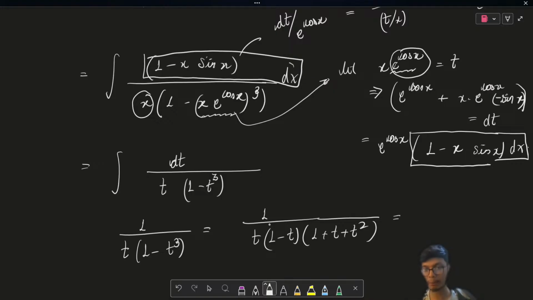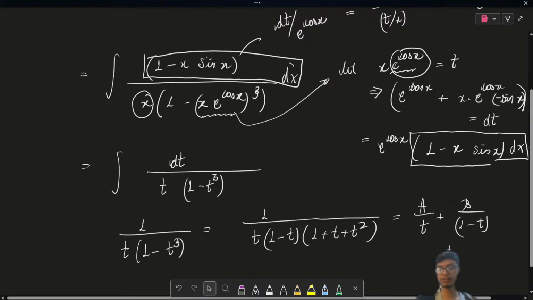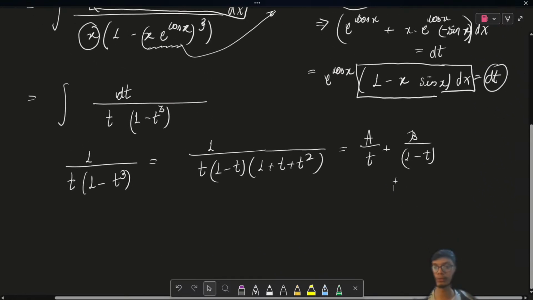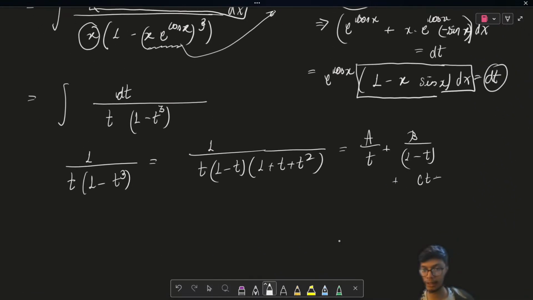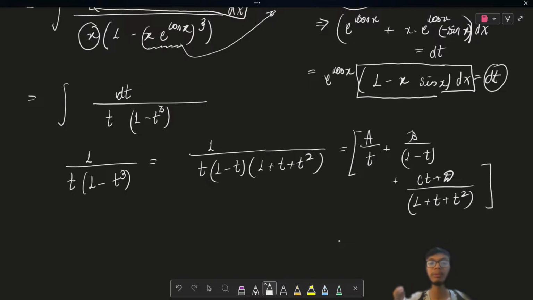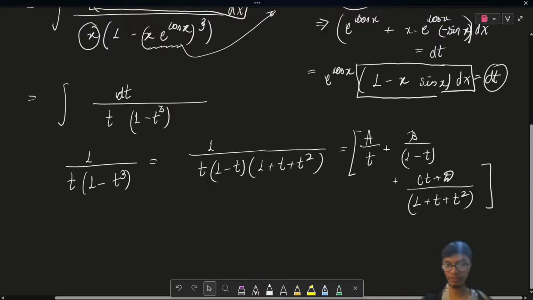So therefore, this can be given as A upon t plus B upon 1 minus t plus, and since this quadratic cannot be factorized further, this will become Ct plus some D divided by 1 plus t plus t square. I hope this part is clear, right? So now the only task is to solve for the values of A, B, C, and D. That is very simple and straightforward.